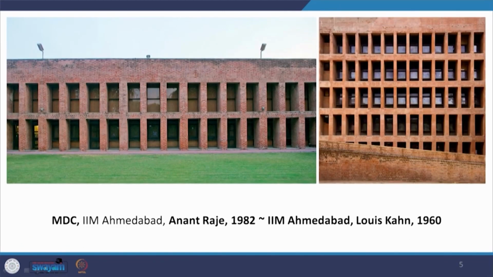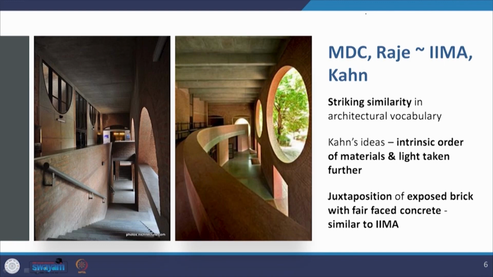For example, when you look at MDC and compare it with the faculty wings of Kahn, you find that there is such a tremendous correlation between the brise soleil or the sunbreakers provided on both the facades. The only difference happens to be the number of floors. Both of them are a brise soleil provided on a human scale. Again, there is a striking similarity in the architectural vocabulary. Kahn's ideas of intrinsic order of materials and light were taken further by Raje. There is this juxtaposition of exposed brick and exposed concrete as in the works of Kahn, and Raje takes it forward in the MDC.